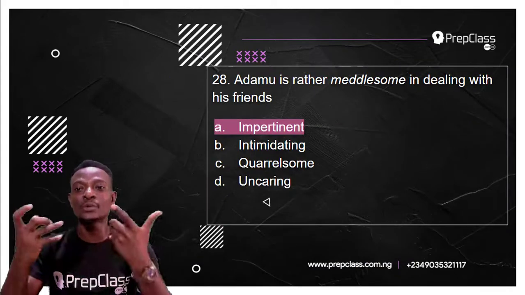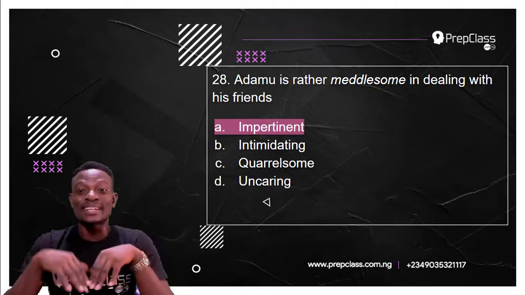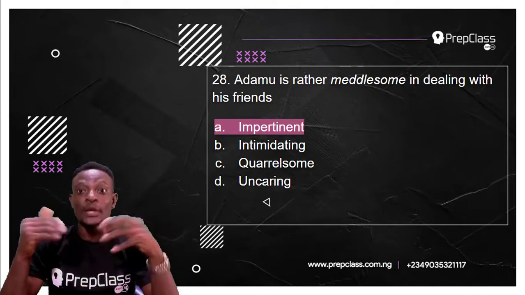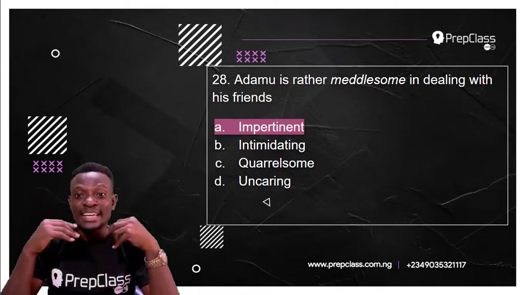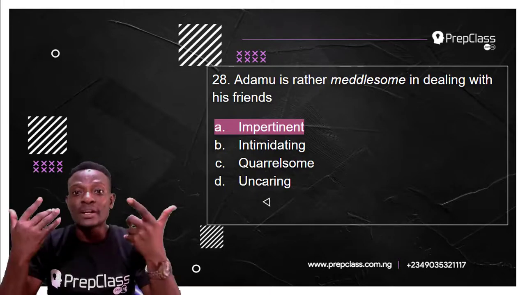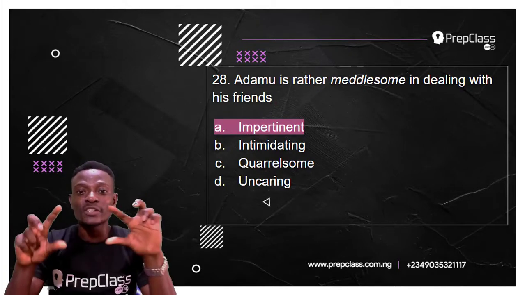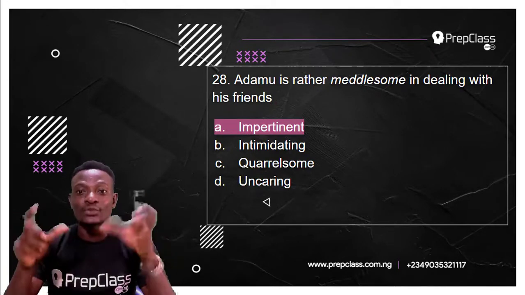Adamu is rather meddlesome in dealing with his friends. Now, there's an issue on ground and Adamu has not been invited, but he wants to put his nose. He is nosy. He is acting like a busybody. He wants to involve himself by force in the issue on ground. So if you are behaving like that, you are meddlesome.